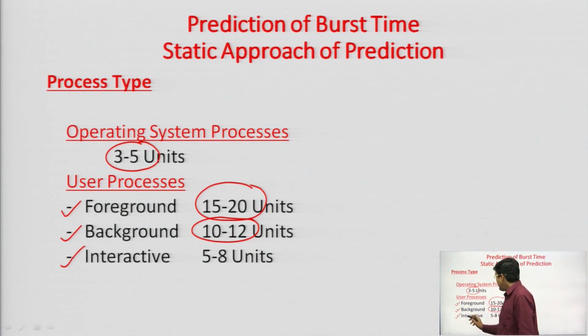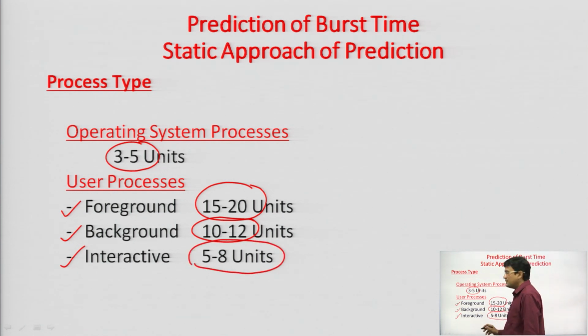Similarly, if you have an interactive process, where the user is interacting with the execution of the process, for example, the games, you can say that the interactive processes do finish in 5 to 8 units. You can select 5, 6, 7 or 8. So, this is the prediction on the basis of the process type.